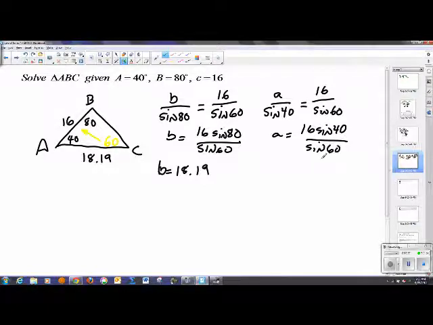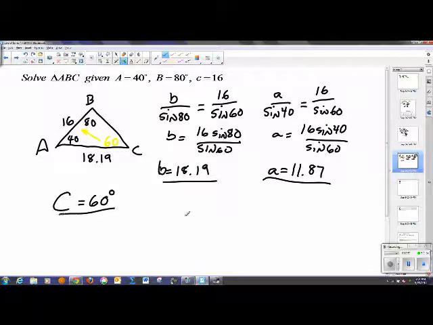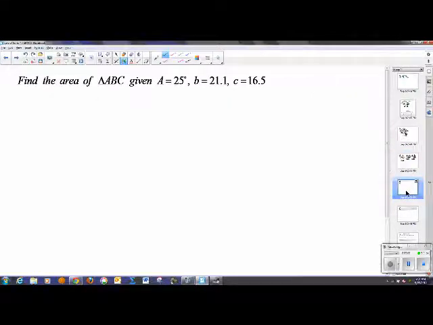Go to my calculator again, making sure I'm in degree mode. And in this case, I'm going to get A is equal to 11.87 roughly. So in solving the triangle, what I was missing was the angle C, which I found out was 60 degrees, the side B, which I found out was 18.19, and the side A, which I found out was 11.87. So the triangle is solved for. Now I have all missing sides and angles. So let's do another one.